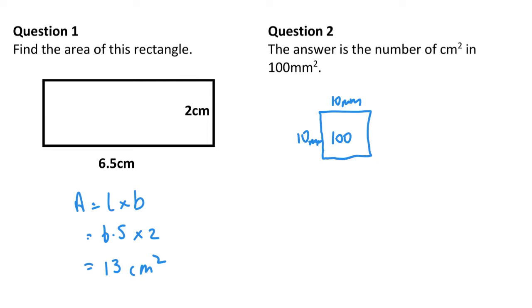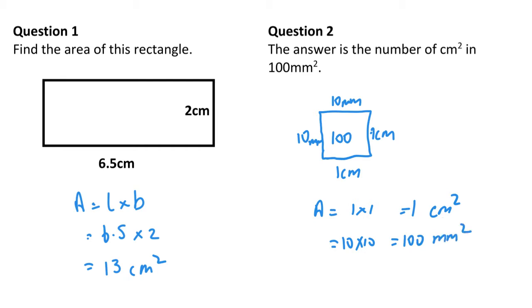But we know that 10 millimetres is equal to 1 centimetre. So the dimensions of this square could also be 1 centimetre by 1 centimetre. And the area of the square would be 1 times 1, which is 1 squared centimetre. And because it could also be 10 by 10, which is 100 squared millimetres, that must mean that 1 squared centimetre is equal to 100 squared millimetres. So the answer is the number of squared centimetres in 100 squared millimetres. So that's going to be 1.